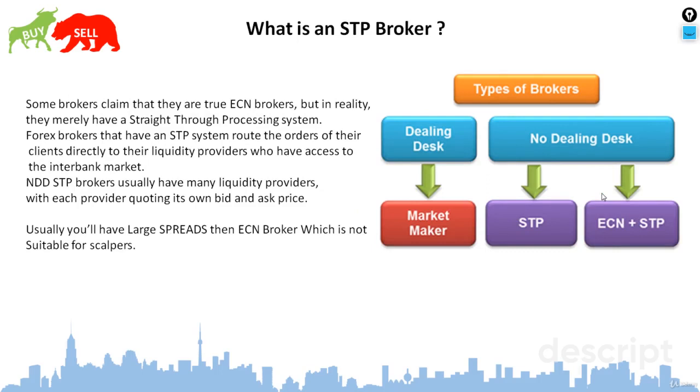What is an STP broker? Some brokers claim that they are true ECN brokers, but in reality, they merely have a straight-through processing system. Forex brokers that have an STP system route the orders of their clients directly to their liquidity providers, who have access to the interbank market. Non-dealing desk STP brokers usually have many liquidity providers, with each provider quoting its own bid and ask price. Usually you will have a larger spread than with an ECN broker, which is not suitable for scalpers.